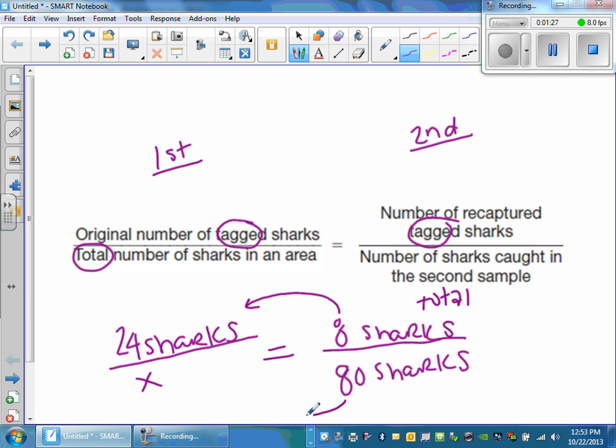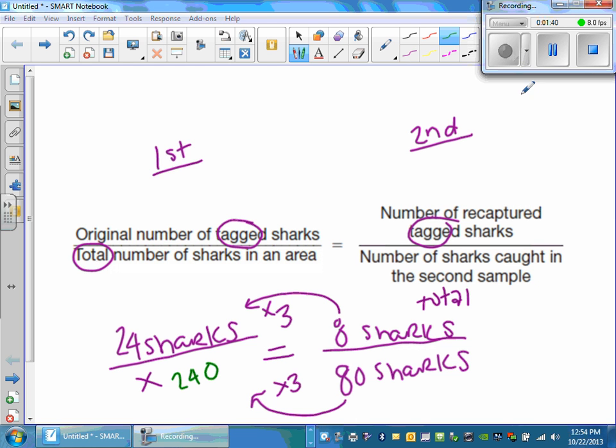Okay, we're working up because 24 is bigger than 8, so we multiply. You need to go through and figure out how many total sharks are in this area. You should have found that there are 240 sharks living in that area. All you had to do was multiply the top by 3, 8 times 3 is 24, and multiply the bottom by 3. 80 times 3 gives you 240 sharks.